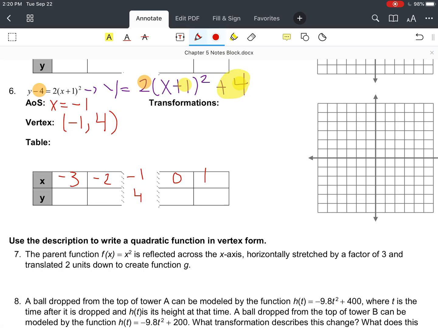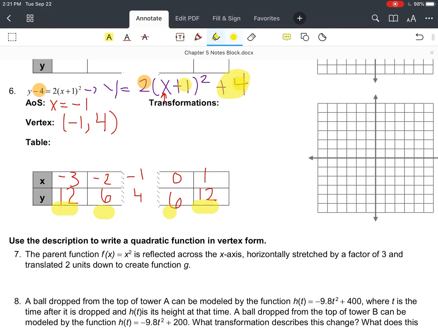And now you can either substitute negative 3 in for x here in your equation to get your y's, or you can graph it and use your table. When you do that, you're going to get negative 3 is 12, negative 2 gives you an output of 6, 0 is 6, and 1 is 12. And again, I've got my symmetry between my y's, so 12 and 12, 6 and 6, 4 is my vertex.